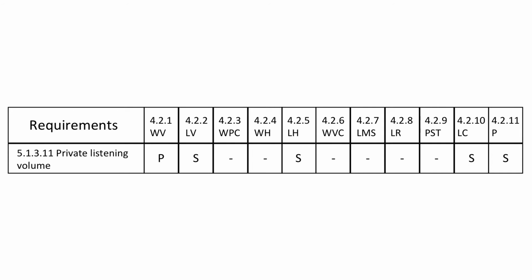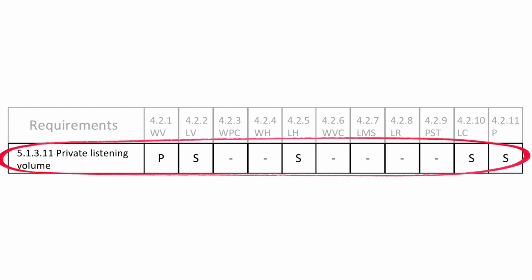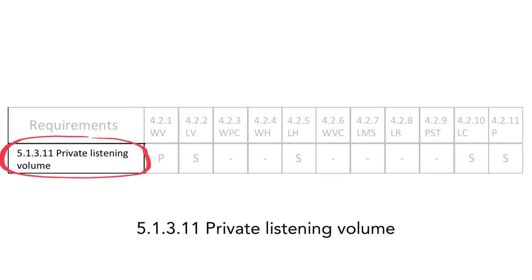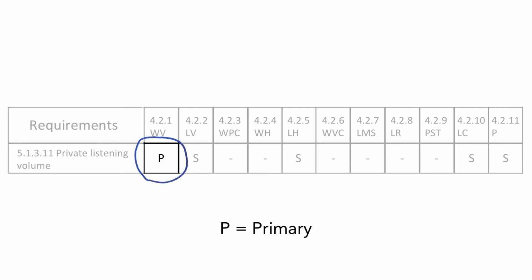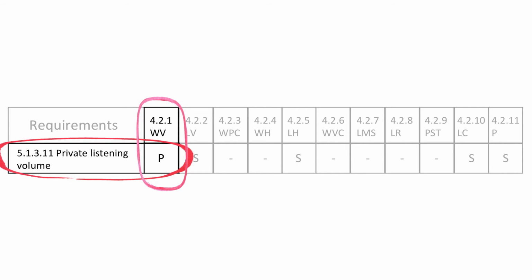The technical requirements are listed in a vertical row and the functional performance statements horizontally. If we look at requirement 5.1.3.11, which has to do with volume when listening is provided via a private headset, the table can be read like this. The requirement for private listening volume has a P for primary support in the column WV, which stands for without vision. This means that this requirement supports the functional statement for users that cannot see. Or, in plain language, if the ICT provides the possibility for the user to control the volume when listening via a private headset, this will meet one of the needs for blind users.